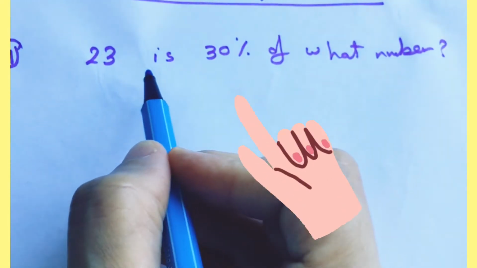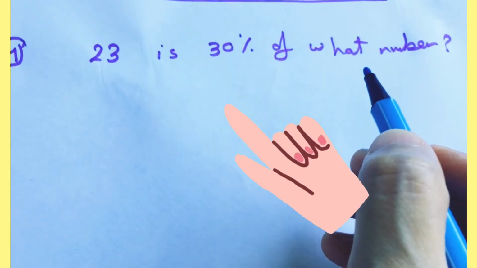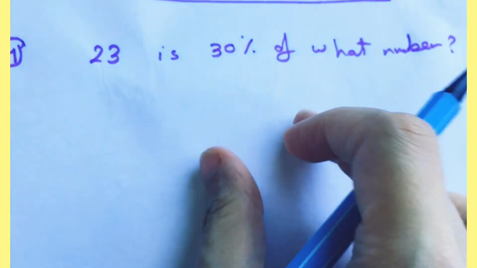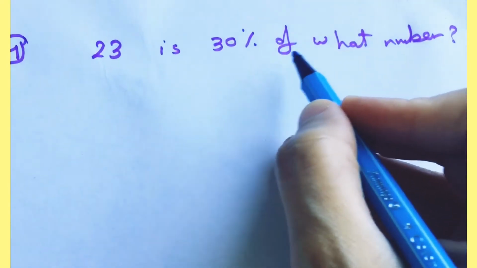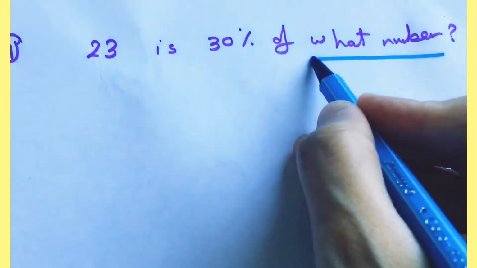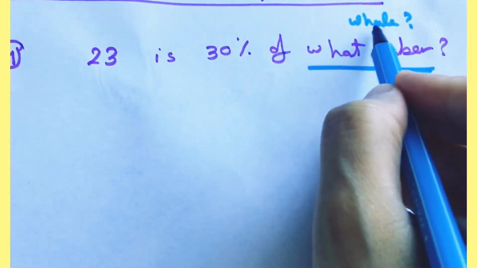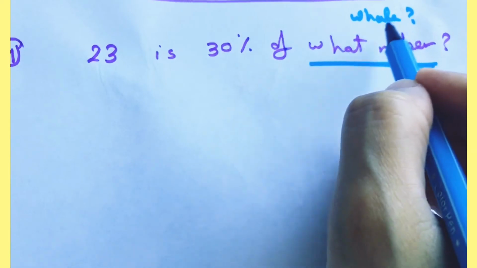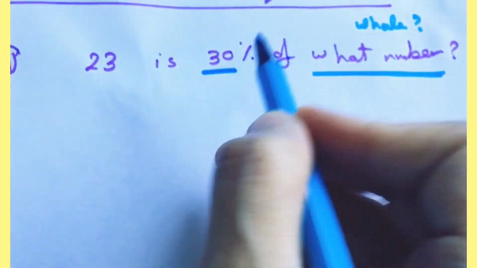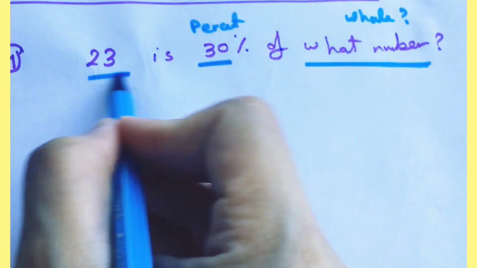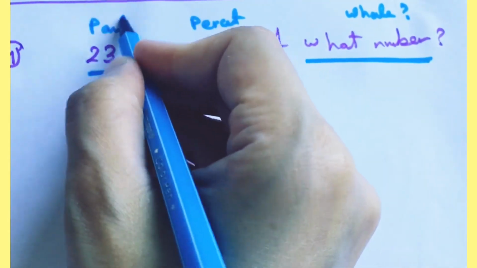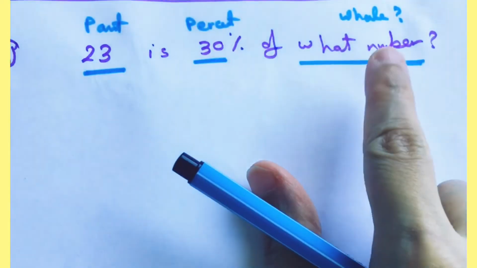Let's read the question again and see what each number is. Is it part or whole or percent? Any number after "of" is the whole. Of what number? So the whole number is the missing number. Now this one, for sure, is the percent, because there's a percent sign. So the third number will be for sure the part. So we have the part and the percent, and we want to find the whole number.